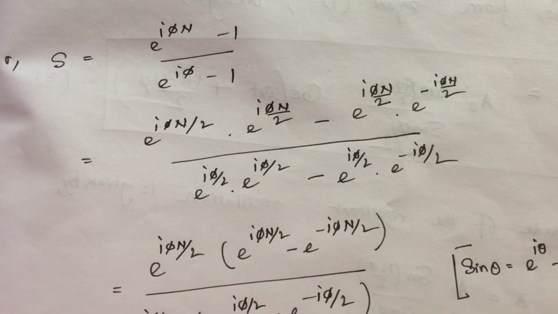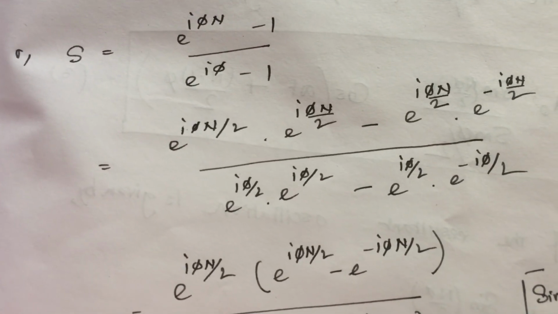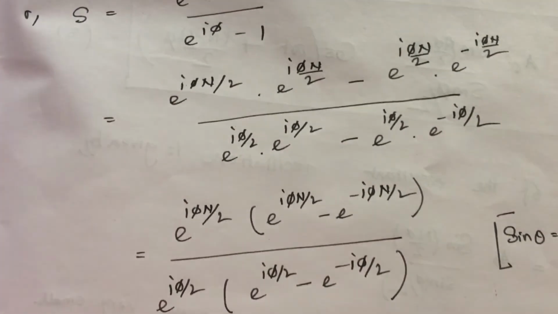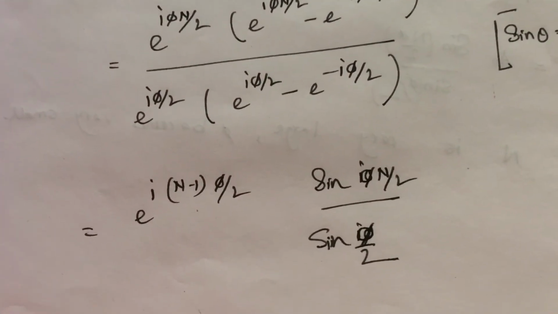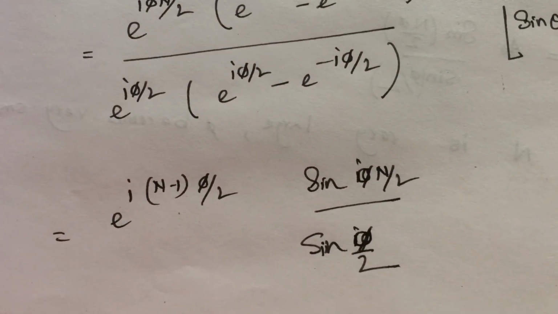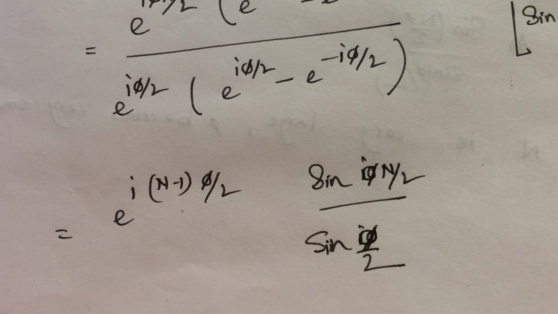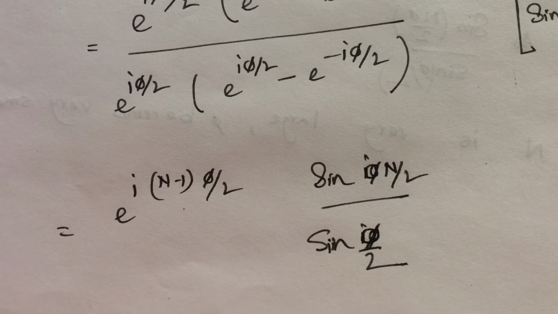So this is actually the summation. This is the result of the summation: e to the power i(n minus 1) into φ by 2, sin φn by 2 by sin φ by 2.